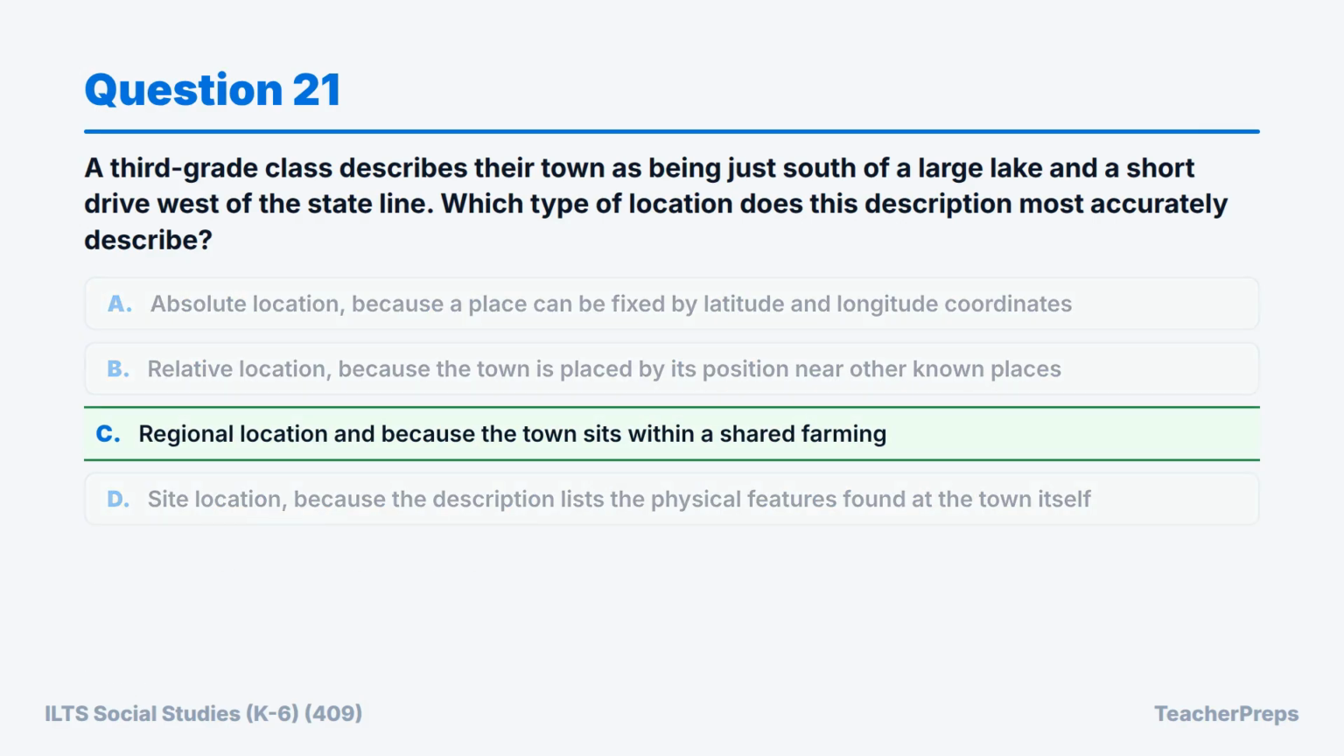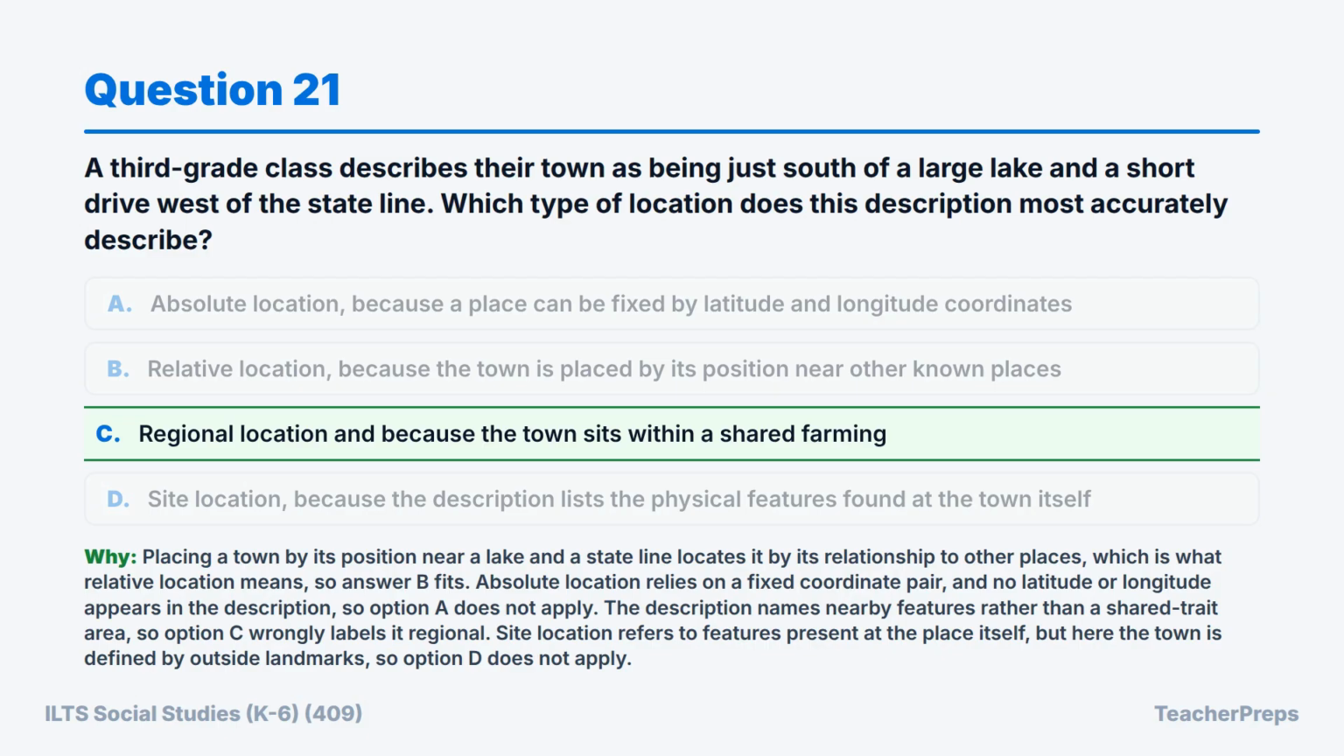The correct answer is C, regional location, and because the town sits within a shared farming. Placing a town by its position near a lake and a state line locates it by its relationship to other places, which is what relative location means, so answer B fits.